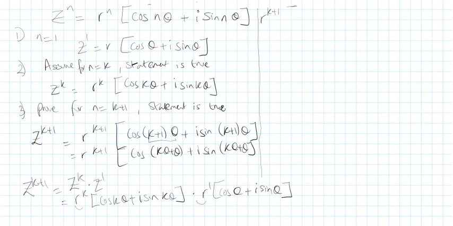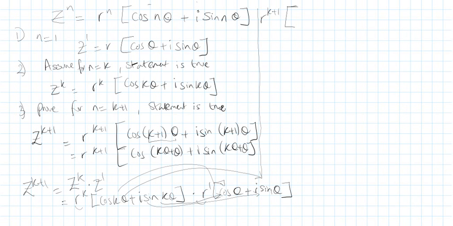Then what can I do? I can take this bracket and multiply it to the other bracket. So I'm going to write it down here. What's happening is r^k is multiplied to r^1, giving r^(k+1). Then you're going to multiply these two square brackets. So the cos kθ will multiply to the cos θ. The cos kθ will multiply to this one, i sin θ. Then the i sin kθ will multiply to this one, and the i sin kθ will multiply to the i sin θ. Alright? So this is what's going to happen in the multiplication.